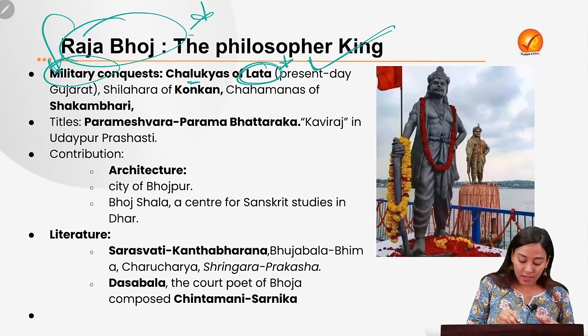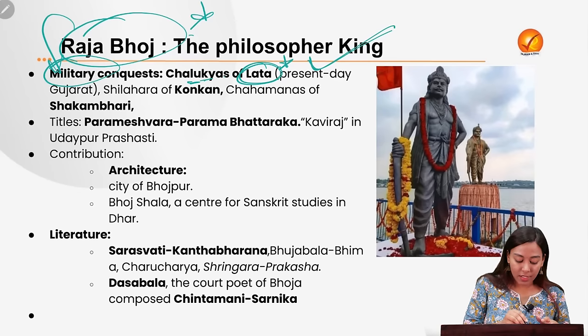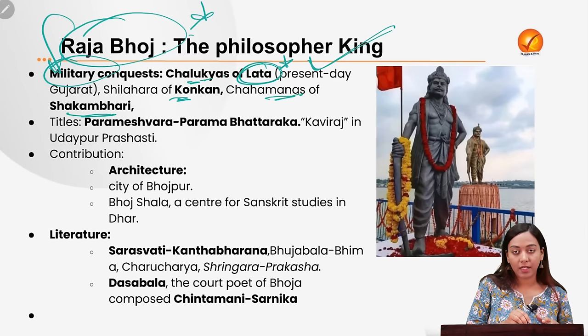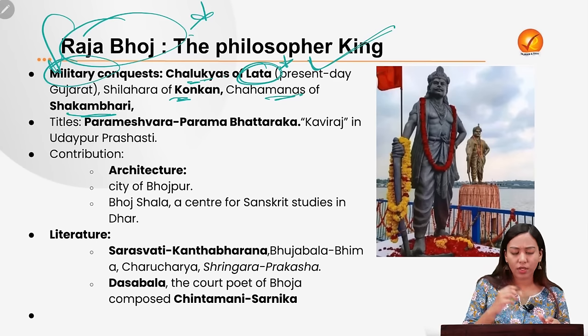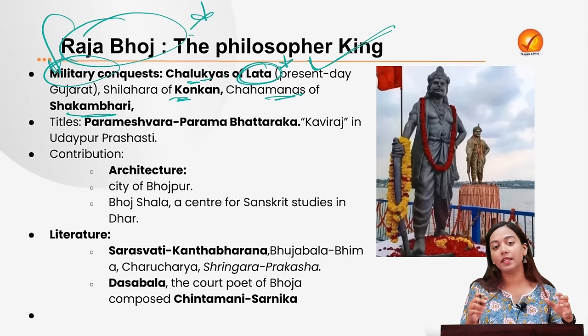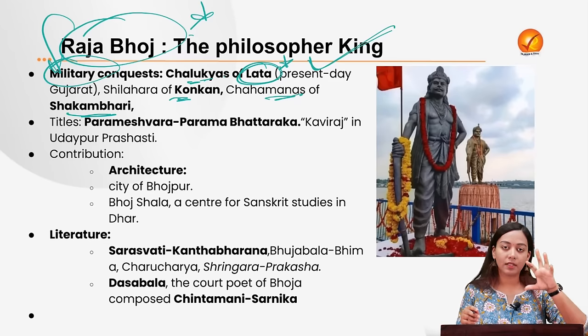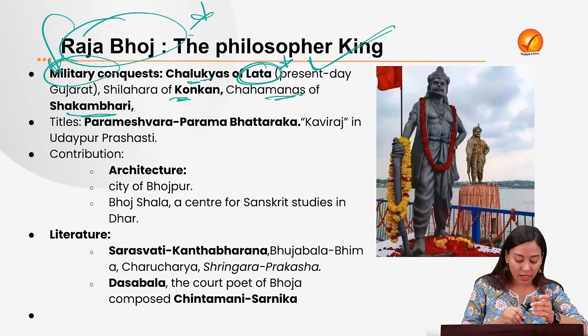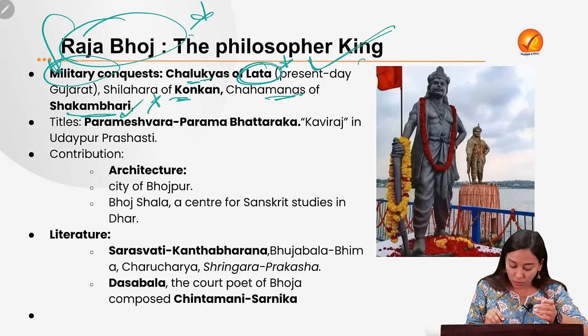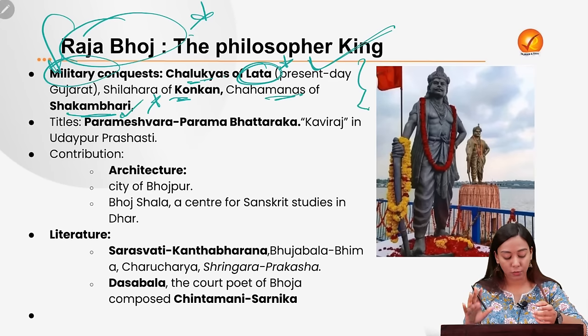So, he defeated the Chalukyas of Lata, Shilaharas of Konkan, and Chahamanas of Shakambhari. Shakambhari are also known as the Sambar dynasty. Now, this is the region, not the dynasty, somewhere in the Ajmer section, somewhere near Ajmer or somewhere in Rajasthan. So, connecting Rajasthan and UP, this is the Shakambhari region. Okay, please remember and note down these regions because they can be asked in UPSC.